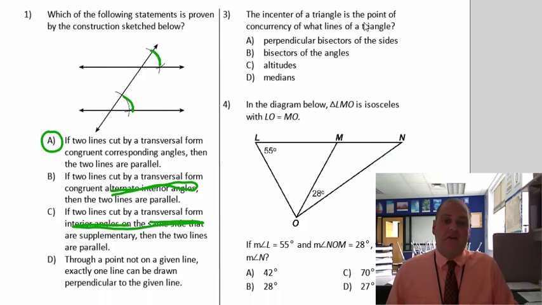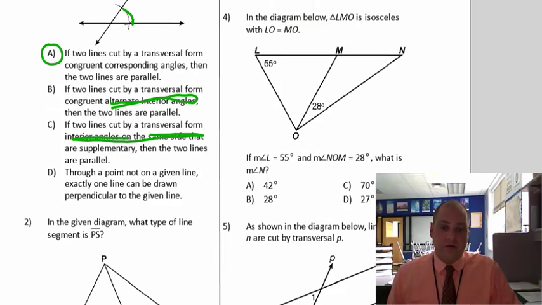Number 3, the incenter of a triangle is the point of concurrency of what lines? That's definition, that's in your notes. The incenter is formed by angle bisectors. If you want to do the incenter, you need the angle bisectors, so that's choice B. What would the perpendicular bisectors form? The perpendicular bisectors form the circumcenter. So I might ask you about that on the quiz. Write that down. Circumcenter is formed by the perpendicular bisectors.